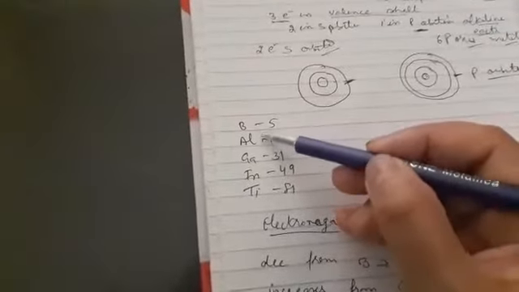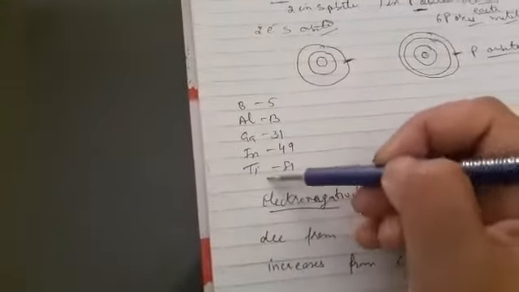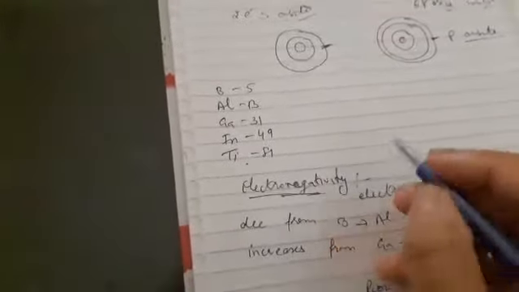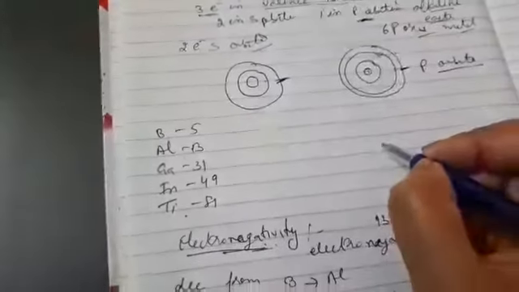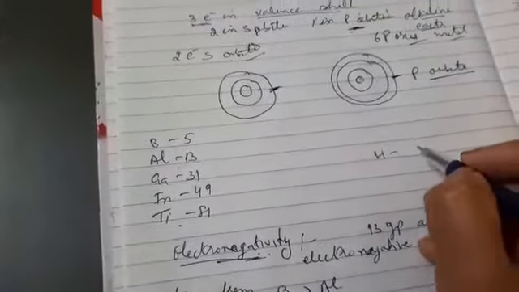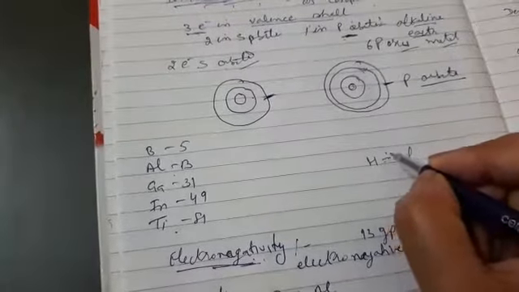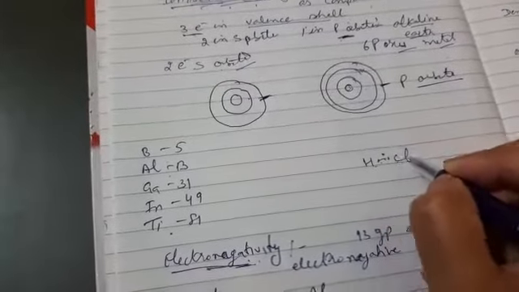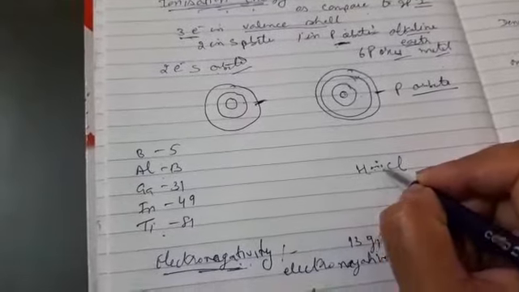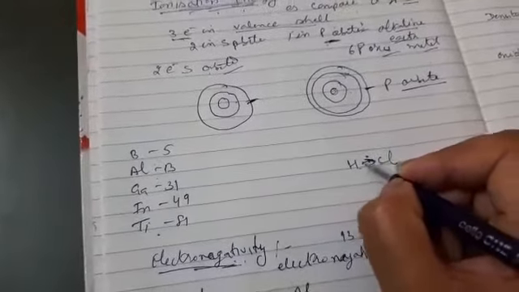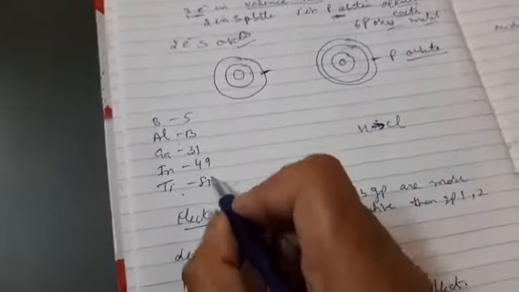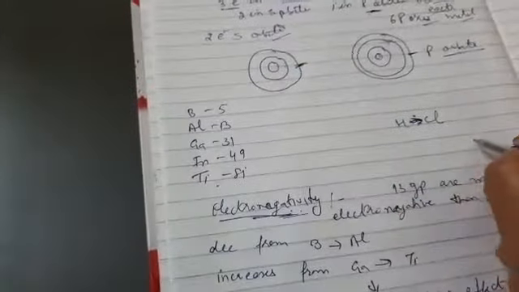The 13th group elements are boron, aluminium, gallium, indium and thallium. Next we compare their electronegativity. What is electronegativity? When a bond is formed between two different atoms or elements and electrons are shared between them, it is the tendency of one atom to attract the shared paired electrons towards itself. And this electronegativity depends upon the size.